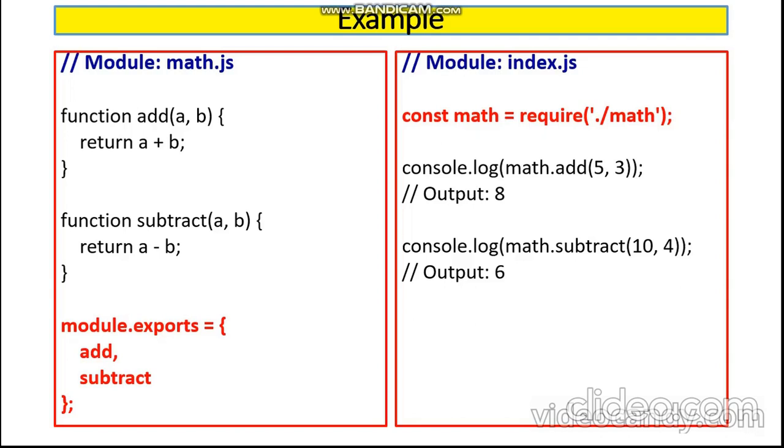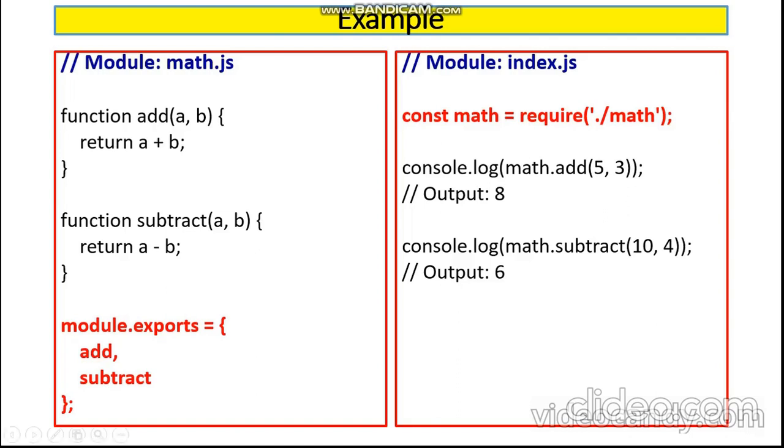So in this example, I am creating two files. The first file is math.js and the second one is index.js. Now first we observe the math.js file. Here I am creating two functions. One function is an add function.